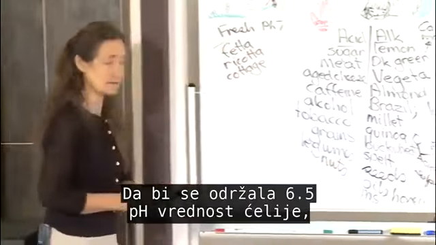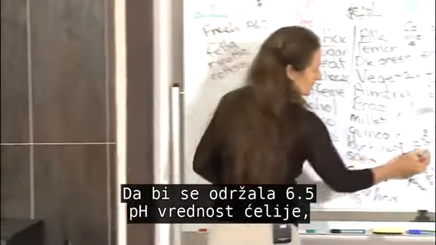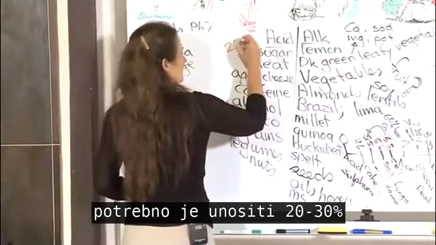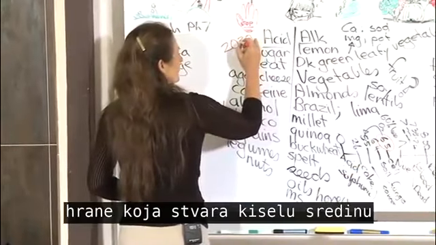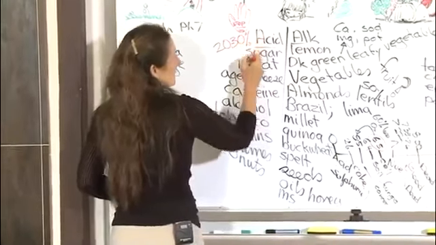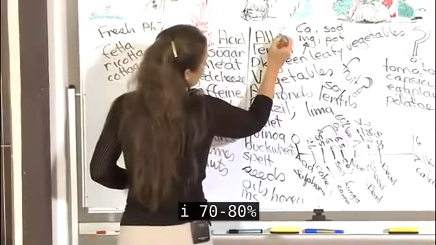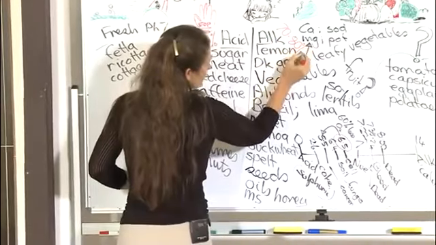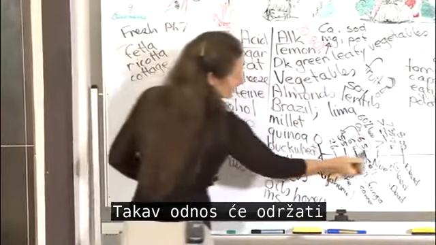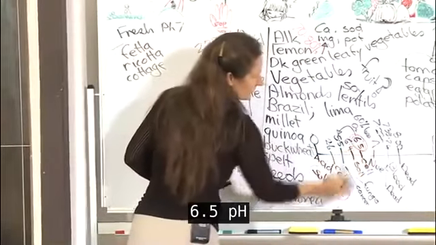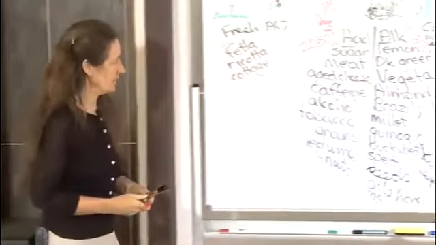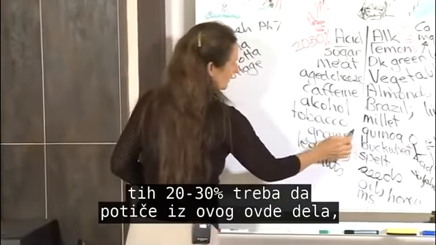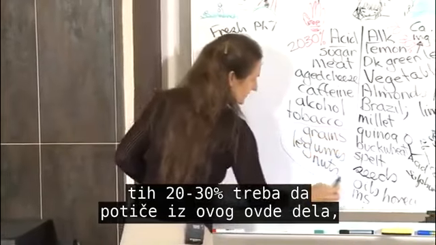To maintain the cellular pH of 6.5, we need to be having 20 to 30% acid-forming foods and 70 to 80% alkaline-forming foods. That ratio will maintain the 6.5. And I'm sure you're not surprised to hear me say that that 20 to 30% should come from this little section here.